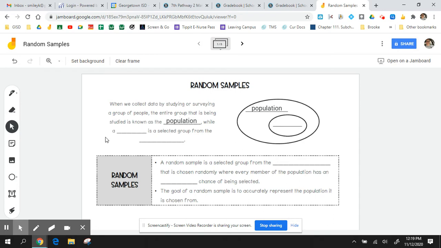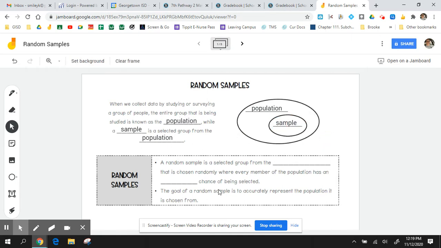A sample is a selected group from this population. We're going to look at sample and population today and what those mean for you. Write sample over here in the smaller circle.